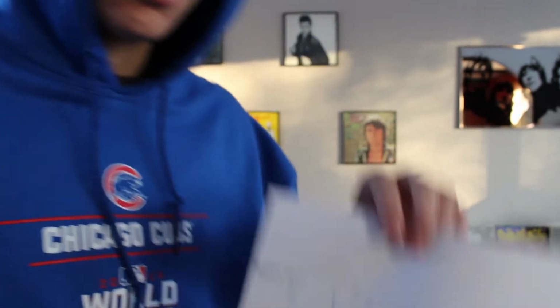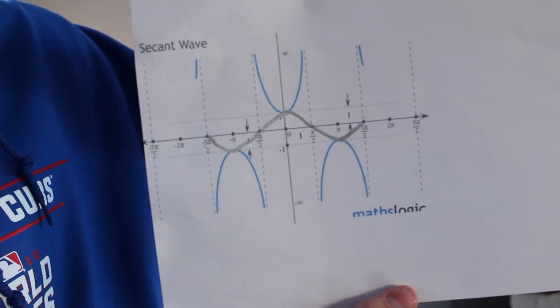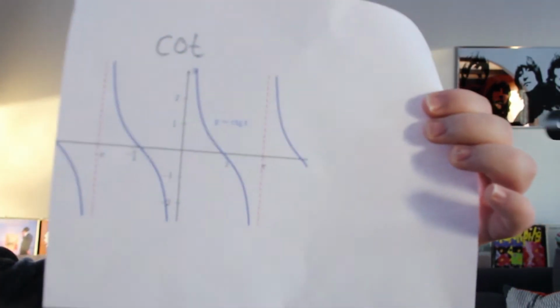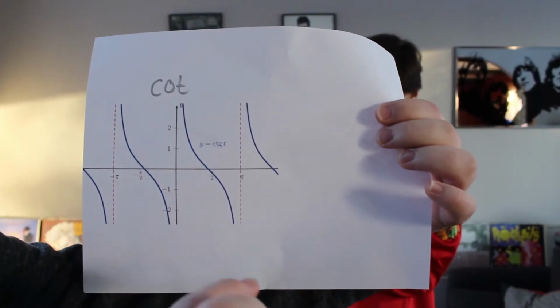Good? Everyone sees it? Good. Cotangent is basically the same thing as tangent, but it flips and it moves over pi, 1 pi.